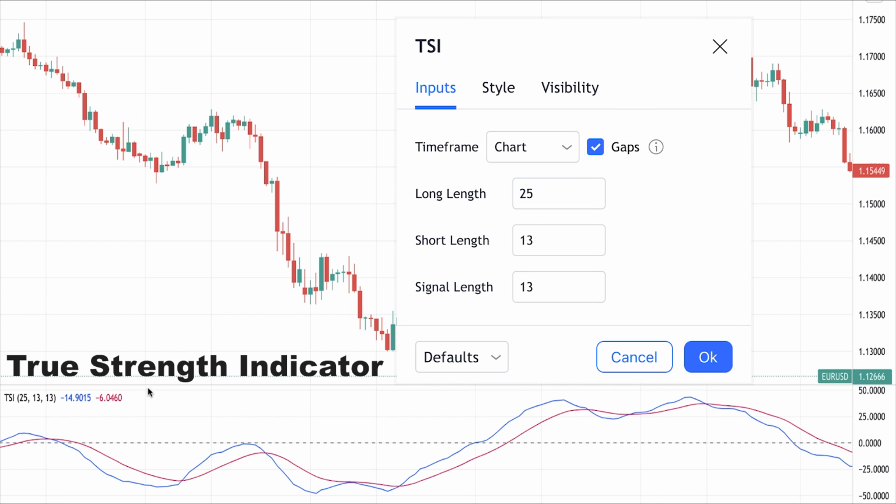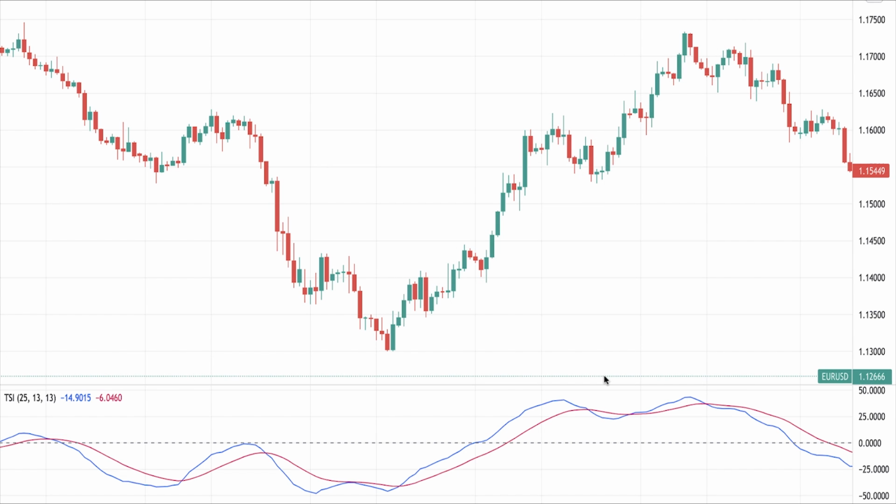The default settings of the True Strength Indicator on most trading platforms are 25 for long length, 13 for short length, and 13 for signal length. The default setting usually works well in most situations, but you can adjust the setting based on the volatility of the market you trade, your trading style and trading system, so it will better match your whole analytical process. Alright, now let's see how we interpret this indicator and how we can use it for trading.